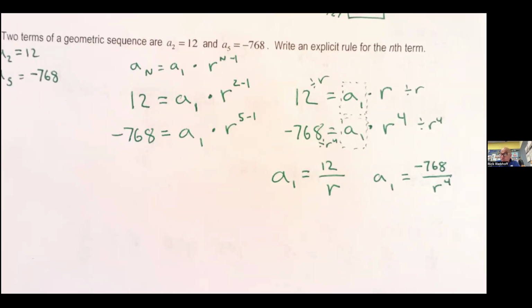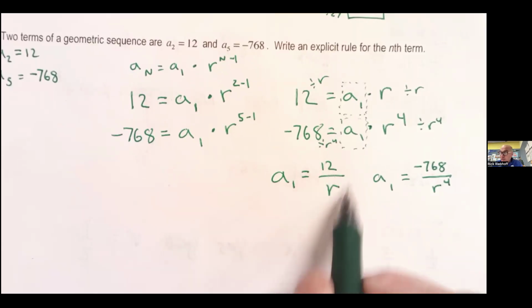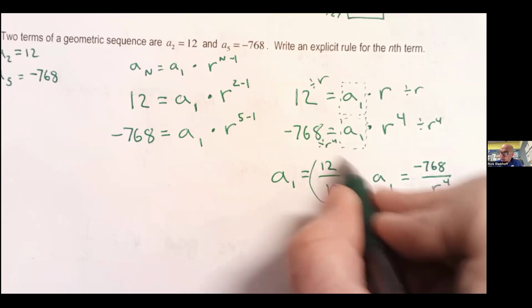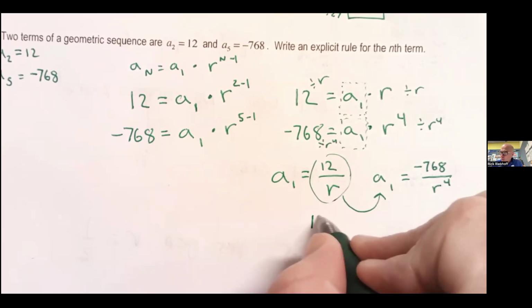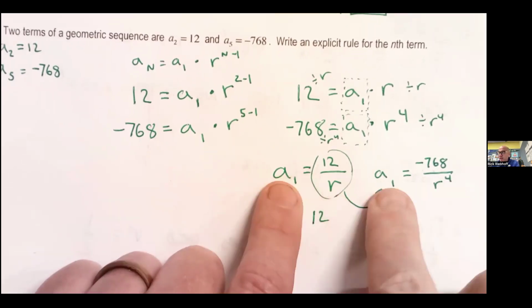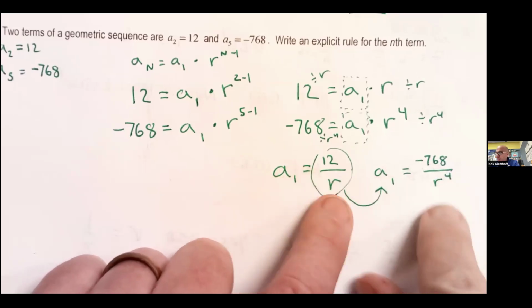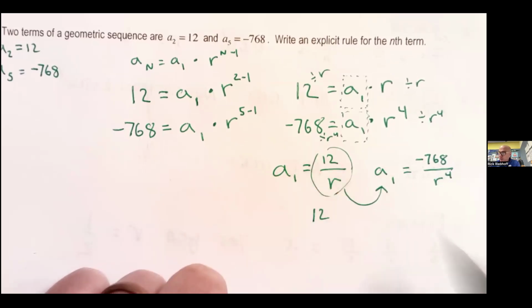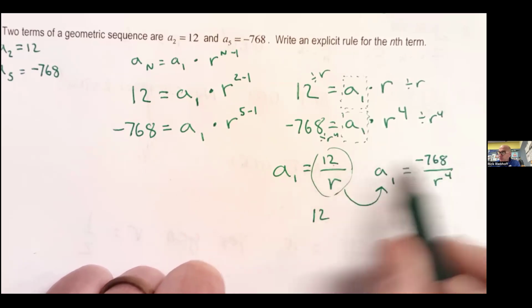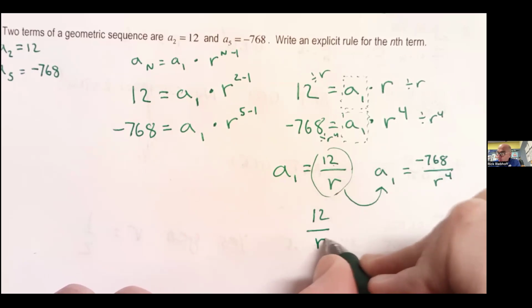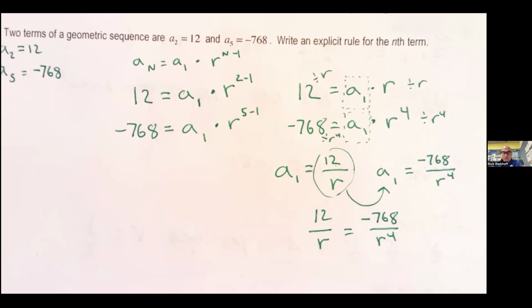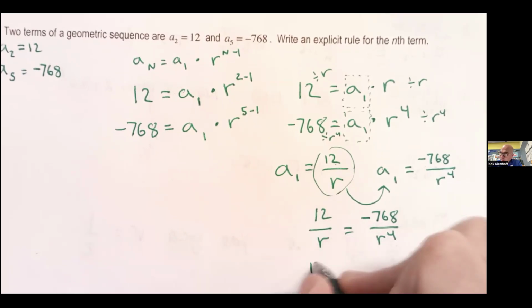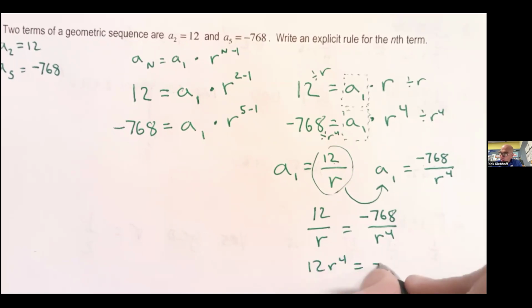I'm going to use substitution. A sub 1 equals this, so instead of A sub 1, I'm going to write that. Or another way to think of this is that both of these are equal to A sub 1, so they have to be equal to each other. So 12 over r is equal to negative 768 over r to the fourth. This is where cross products comes in. So we'll go 12r to the fourth equals negative 768r.